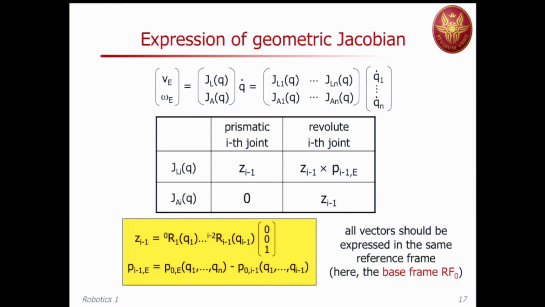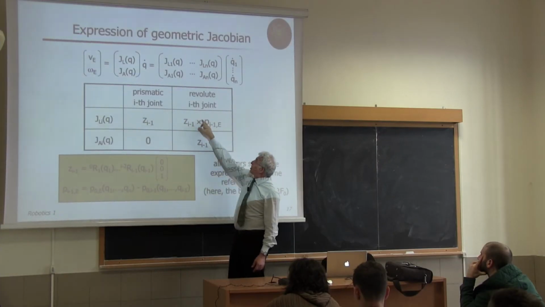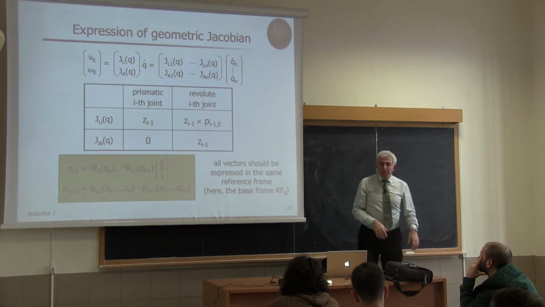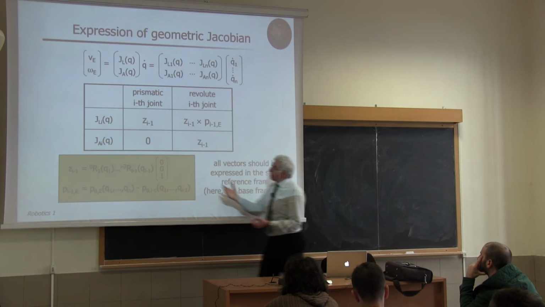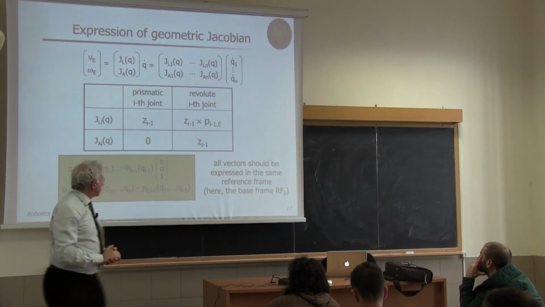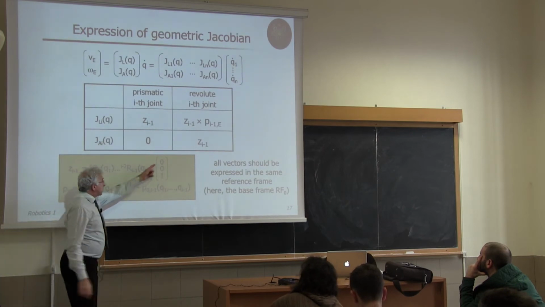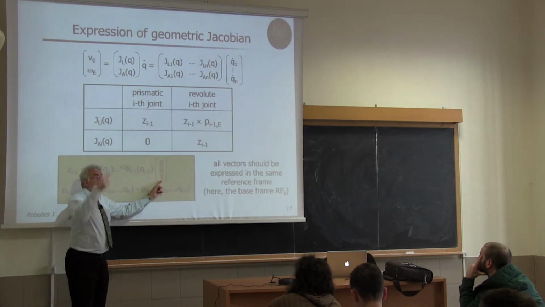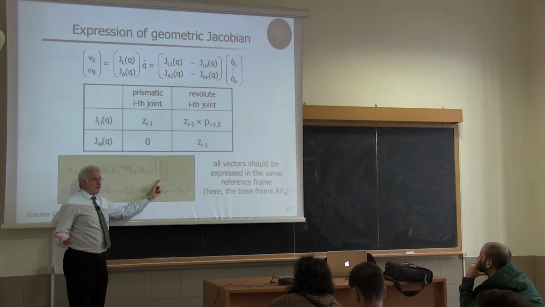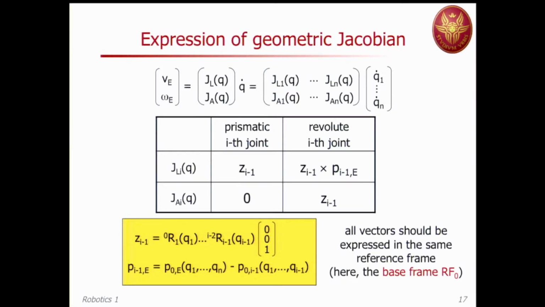So remember that everything is expressed in the base frame. So here I'm not writing anything, but it's like writing here a 0 here, a 0 here, and a 0 here. All vectors are expressed in the base frame. So how do I compute them? For instance, the unit vector z_{i-1} is simply computed by the z_{i-1} vector expressed in frame i-1, so 0, 0, 1. And then I have to change its representation.